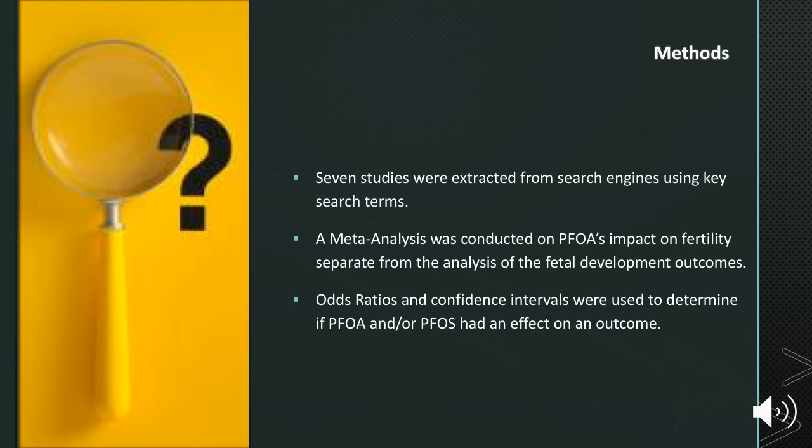For my capstone paper, I did a systematic review. 7 studies were found using 3 search engines, PubMed, Medline, and ScienceDirect, using key search terms. A meta-analysis was conducted on PFOA's impact on fertility, separate from the analysis of the fetal development outcomes. Odds ratios and confidence intervals were used to determine if PFOA and/or PFOS had an effect on an outcome. And for the meta-analysis, the odds ratios' directions were reversed so that an OR over 1 always meant an outcome was present.